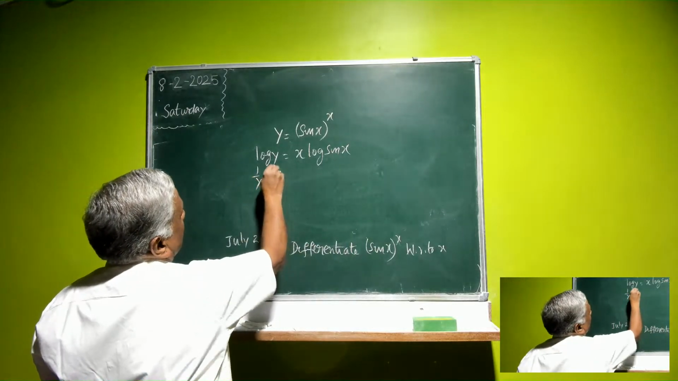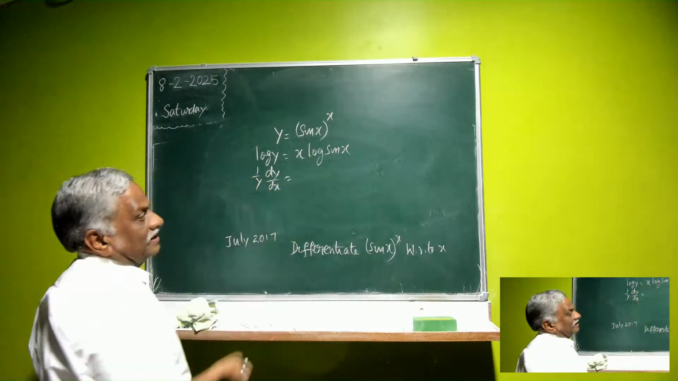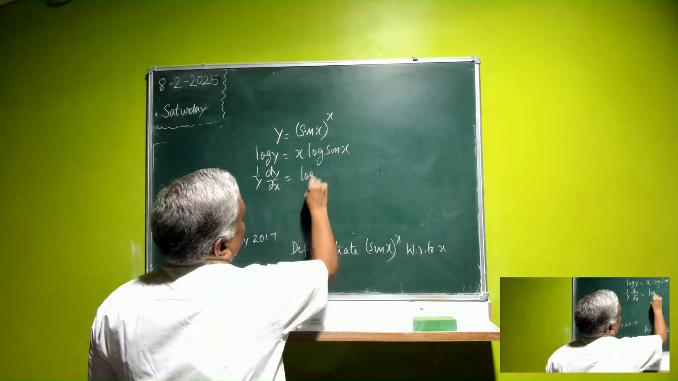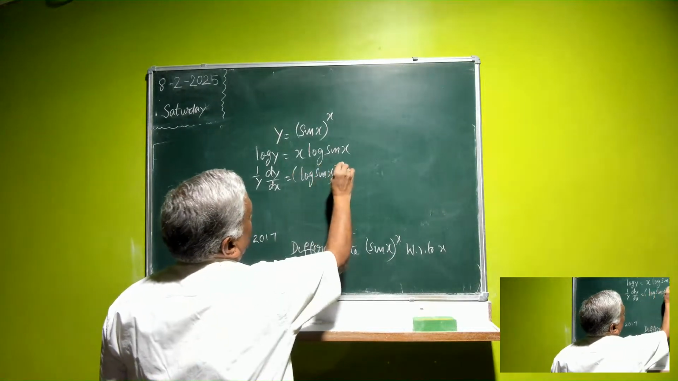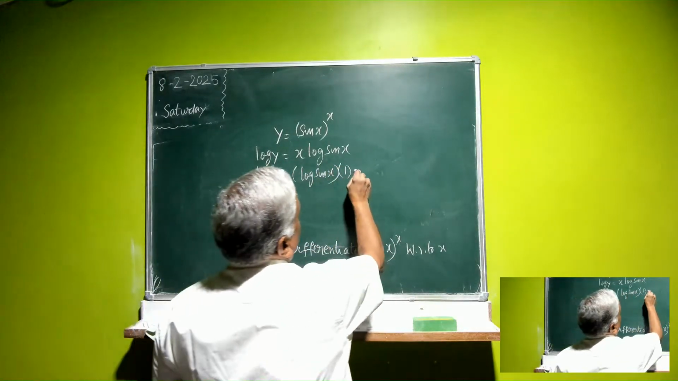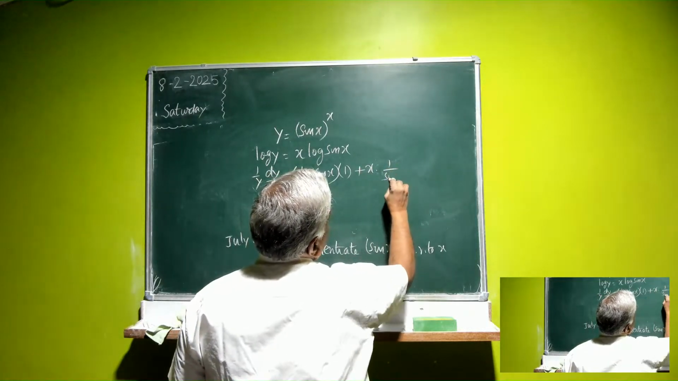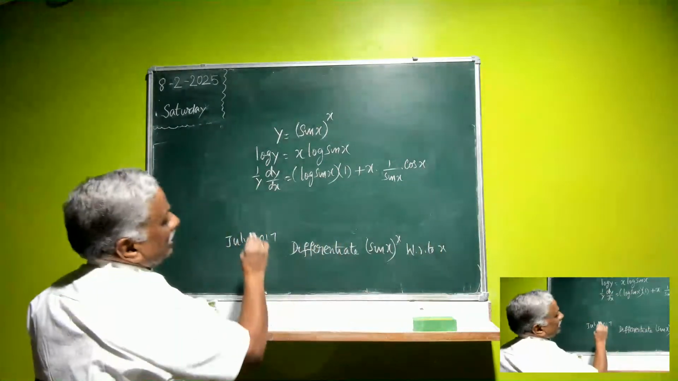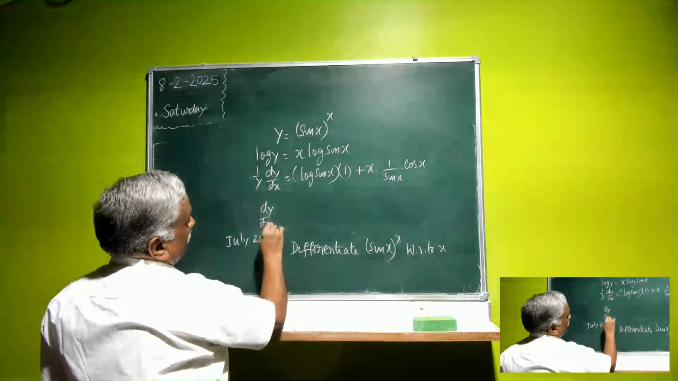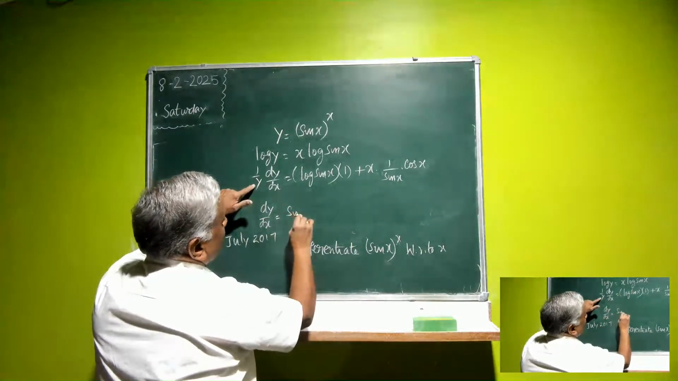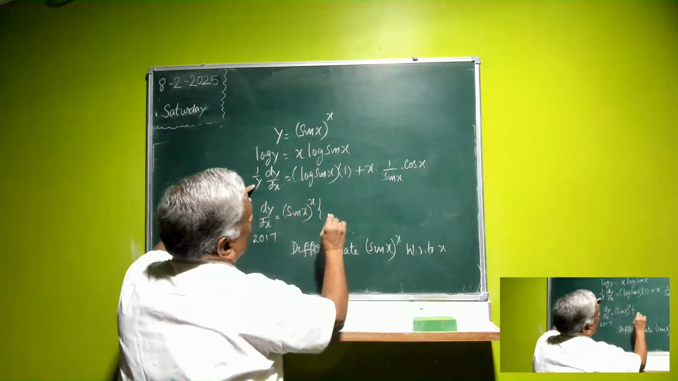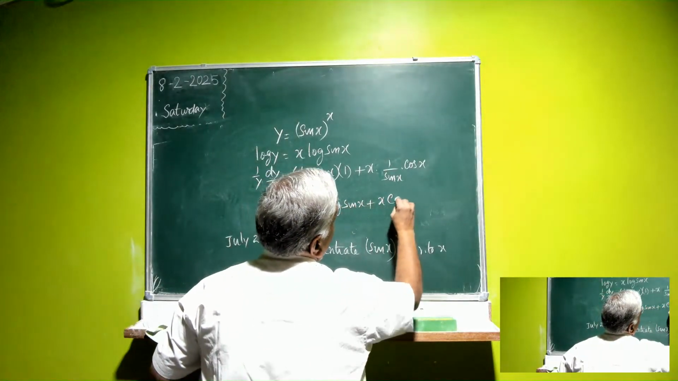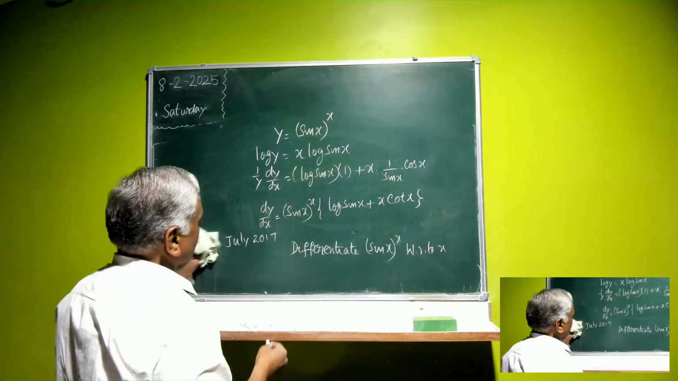1 by y dy by dx. Again, product rule and also chain rule comes here. So you keep log sin x as it is, differentiate x, you get 1. Keep x as it is, this is 1 over sin x, and the derivative of sin x is cos x. So you can write the answer as dy by dx is equal to, now y comes here, you can put the value of y directly. It is sin x to the power of x into log sin x plus x cot x. It's the final answer.